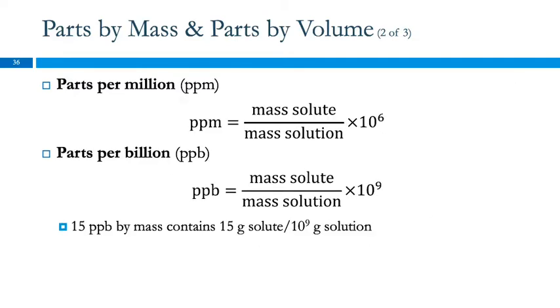Parts per million, multiplying by a million. Parts per billion, multiplying by a billion. So when we see 15 parts per billion, that means there are 15 grams of solute per billion grams of solution. A very, very low concentration.